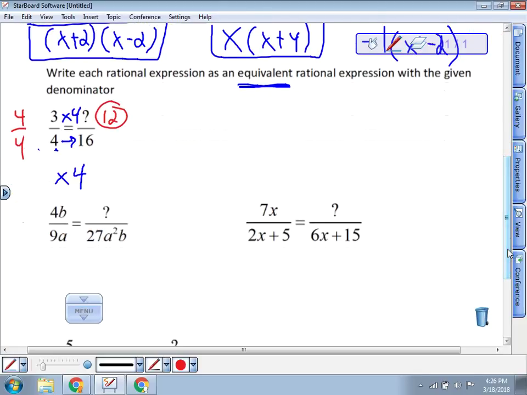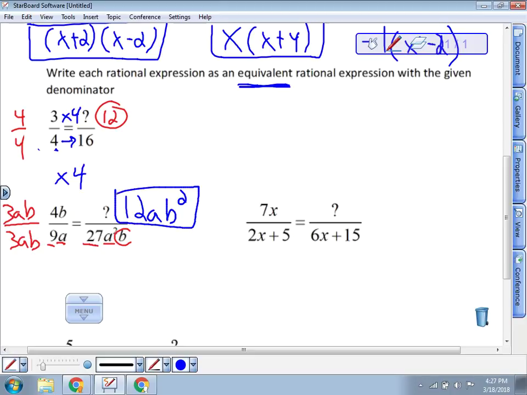Okay, this one here, all right, what did I multiply 9a by to get to 27? Well, I must have multiplied it by 3, and I went from a to a squared, so I must have an a there. And this one has a b, and this one doesn't, so I must have multiplied it by 3ab. Well, then I need to multiply the top by 3ab as well. So my final answer would be 12ab squared. There you go.